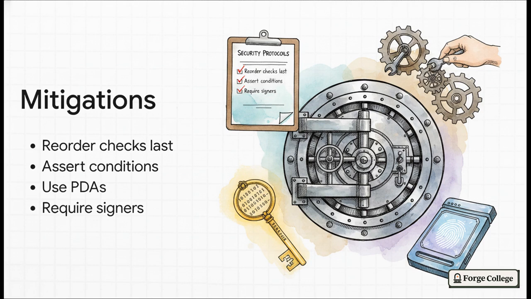Just put the check at the very end of the transaction array so literally nothing slips past it. Second, add explicit checks that assert post conditions, basically double-checking your work after state changes to guarantee no malicious edits happened in the interim. Third, use program-derived addresses, or PDAs, to tightly bind authority to the program itself, so no external instruction can spoof a signature. And fourth, require an additional signer to cryptographically prove intent. Use any of these layered defenses, and you'll stop the heist cold.